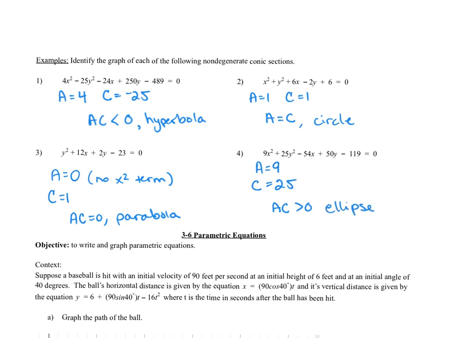Make sure that for all of these problems, you write out the value for a, you write out the value for c, you write out the value for ac, and then you write what type of conic section it is.